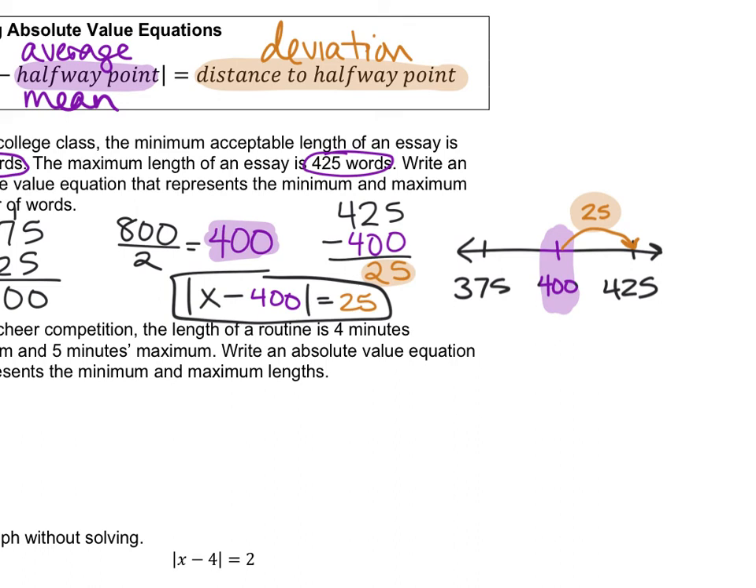This number line would be ugly though, because it's like from 375 to 425. That's a lot of little hash marks in between them. But when the numbers are smaller, like in the example number 9, it might be easier on a number line. Let's do another one so we see another example.